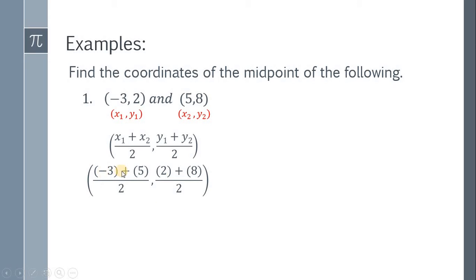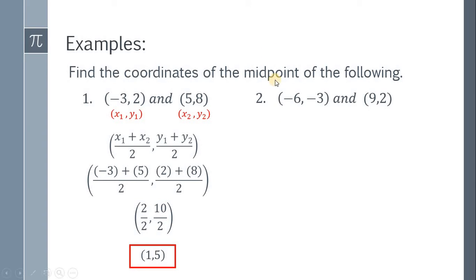Now, negative 3 plus 5 is equal to 2. 2 divided by 2. Next, 2 plus 8 is 10. So, we have 10 divided by 2. Now, simplify pa natin. 2 divided by 2 is 1. And then, 10 divided by 2 is 5. Therefore, the midpoint between negative 3, 2 and 5, 8 is 1, 5. And we're done.